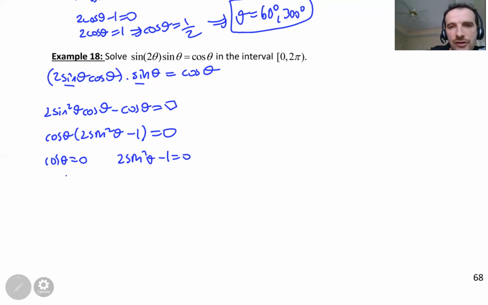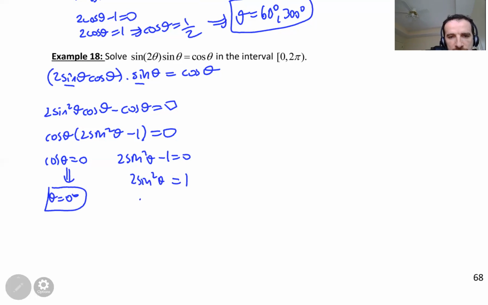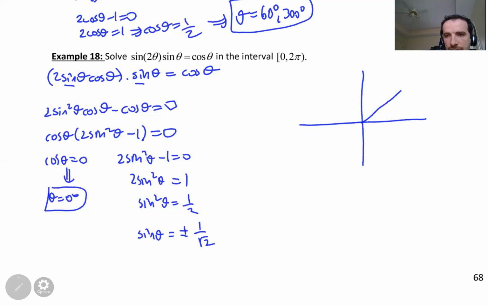From the previous example, theta is equal to 0 degrees, right? Okay. Let's look at this case. 2 sine squared minus 1 is equal to 0. So 2 sine squared is equal to 1. Sine squared is equal to 1/2. So sine is equal to, don't forget this part, plus or minus 1 over root 2, right? Which angle is that? This is a special angle, right? This is a special triangle. This is 45, 45, 90.